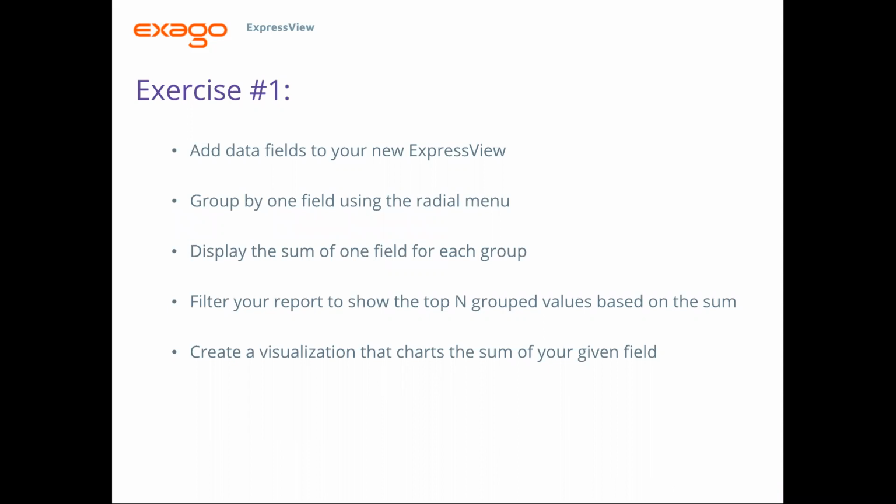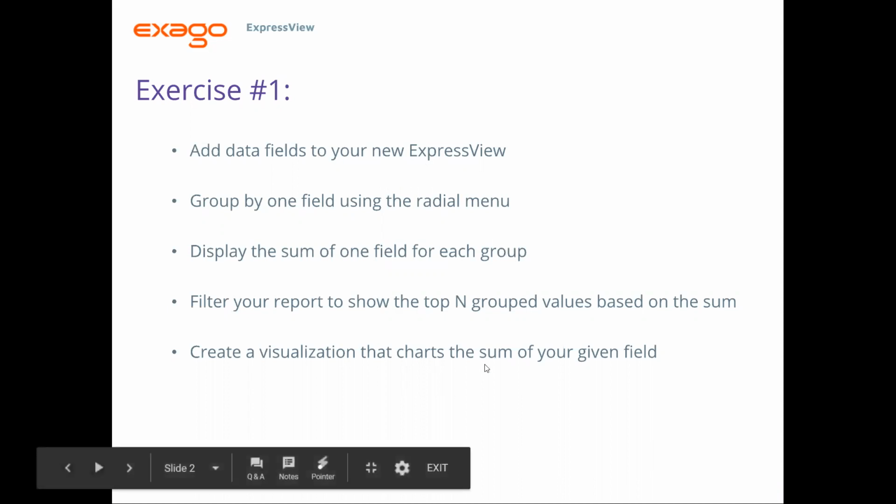First up, create a new Express view. Add a couple of data fields and pick one data field to group your data by. Modify the aggregation of one of your columns to show a sum value. Filter the Express view to show the top n groupings based on the summed value. Finally, add a visualization that charts the summed values for each group.